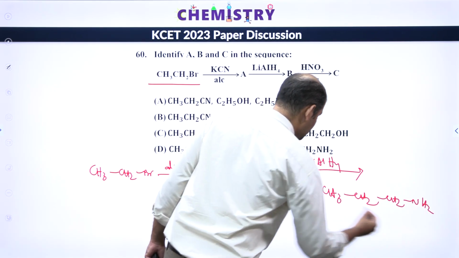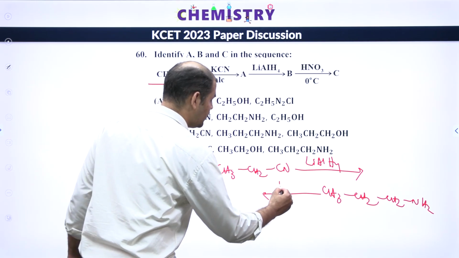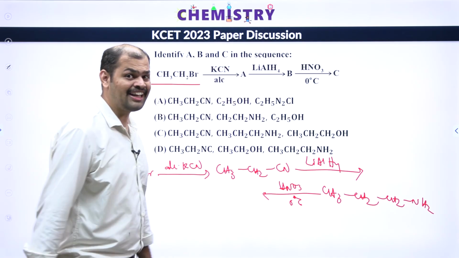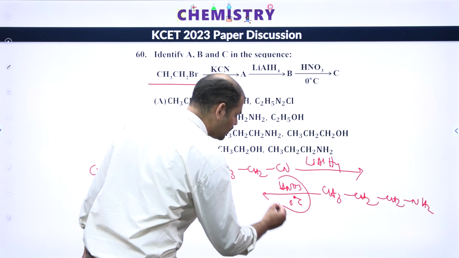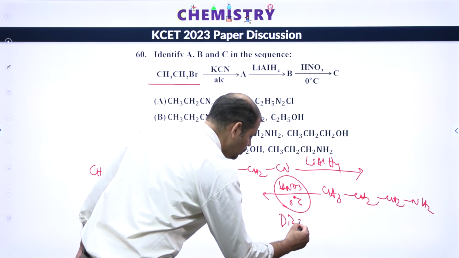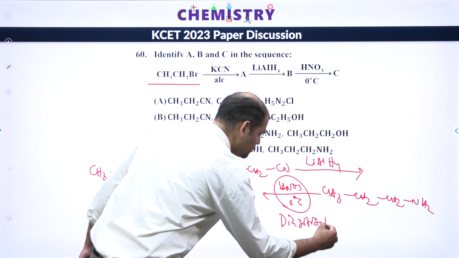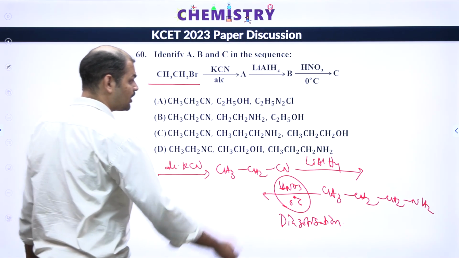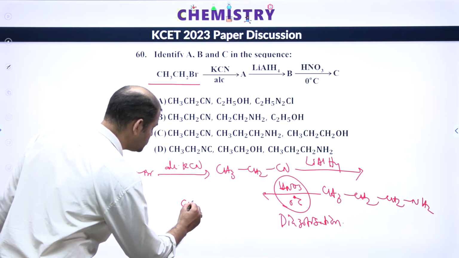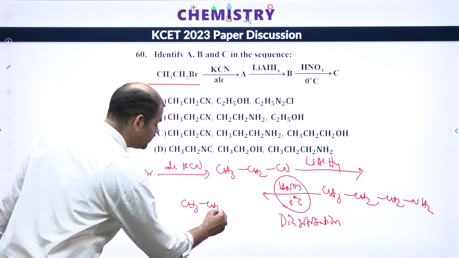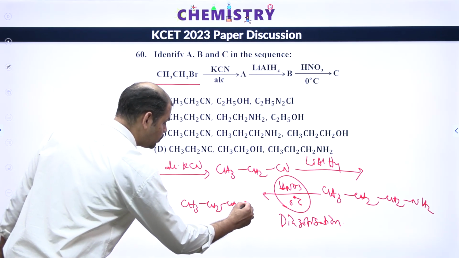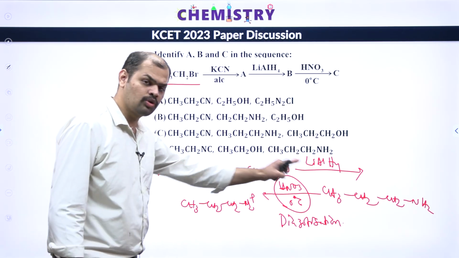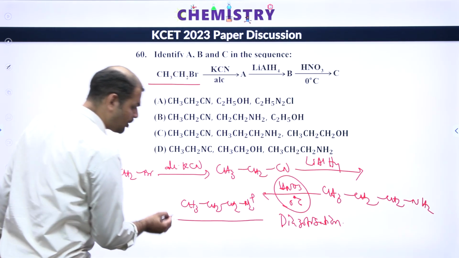And the next, this amine, we make it react with HNO3 at 0 degrees centigrade. This process is called diazotization. In the process of diazotization, there will be formation of diazonium salt. So we will get CH3CH2CH2N2+, and whatever the counter ion is will come. But as they have only HNO3, simply diazonium salt formation takes place.